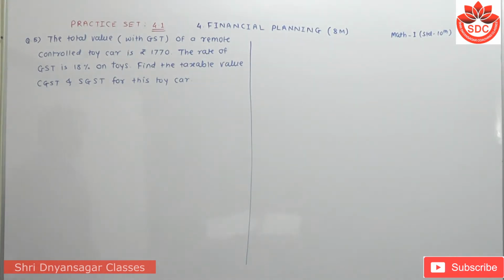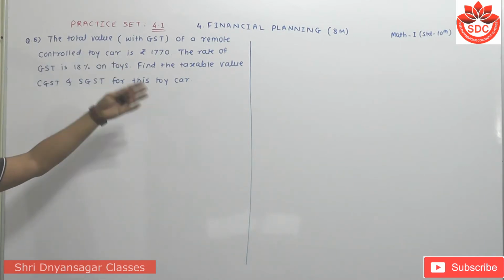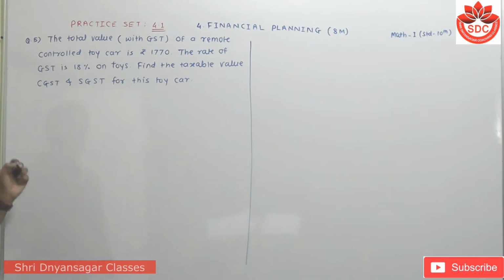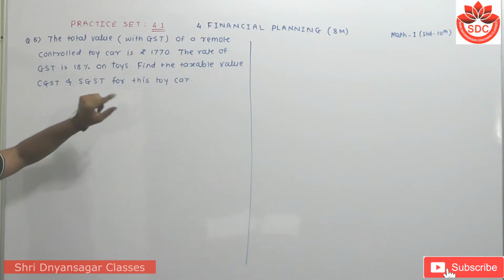Now students, first we have to assume that the taxable value of the toy car is 100 rupees, because here GST is 18%, which means you have to take 18 rupees on this 100. So we assume the taxable value of the car is 100 rupees first. Then with 18% GST, the total amount is 100 plus 18, that is 118 rupees.